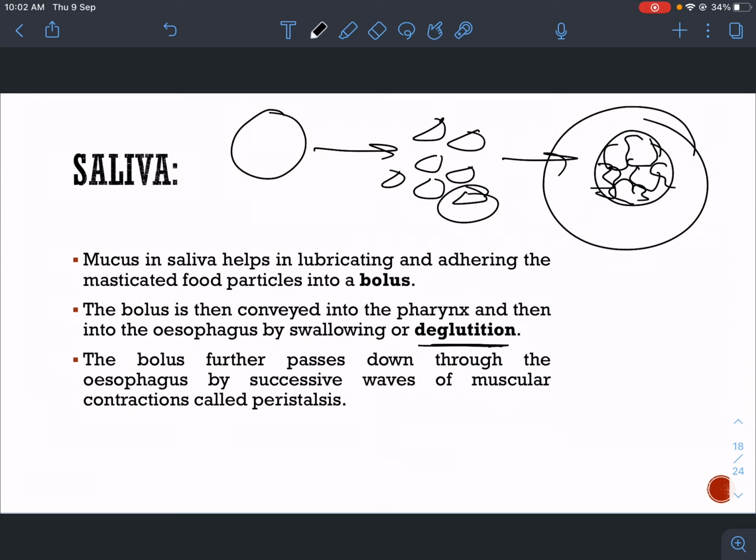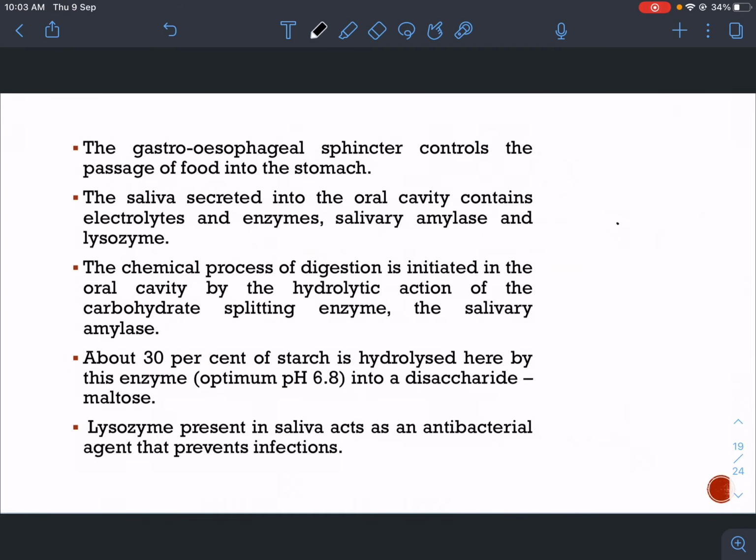The bolus further passes down through the esophagus by successive waves of muscular contraction called peristalsis. The esophagus is made up of muscles, and the muscles contract and relax and form a kind of wave, and these waves facilitate the passing of food through the esophagus. It helps in pushing the food down, and this action of contraction and relaxation is known as peristalsis.